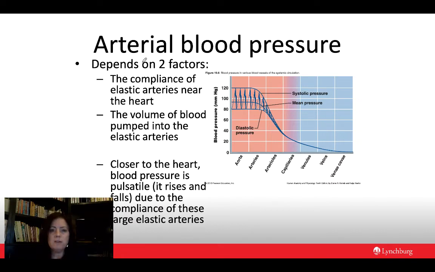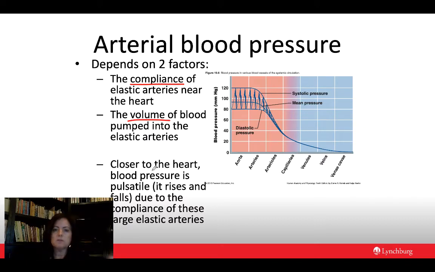This is reminding you that arterial blood pressure is going to depend on some different factors. Number one, we've got compliance of elastic arteries. That just means the ability of those elastic arteries with increased elastin to expand and then recoil. And then also think about the volume of blood that's pumped into those big elastic arteries closest to the heart. It's the most blood of the whole pathway, right? So the heart's going to pump and send out that wave of blood with each heartbeat.